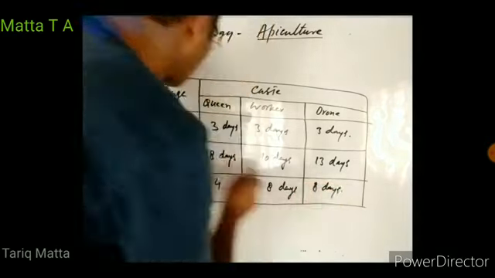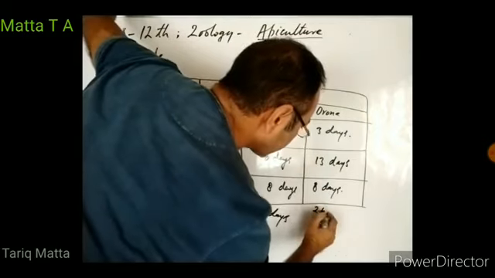So a new queen is formed from an egg within a period of 15 days. A worker is produced from an egg within a period of 21 days. And a drone is formed within a period of 24 days.